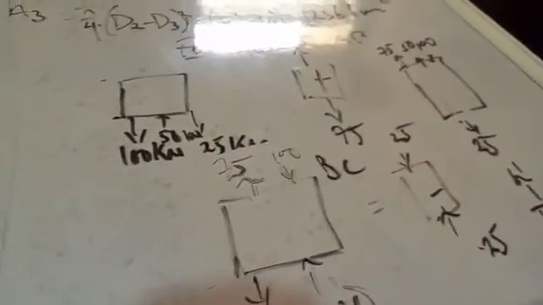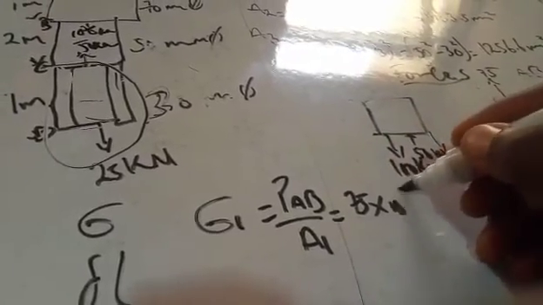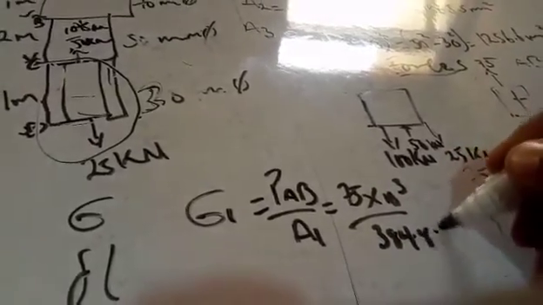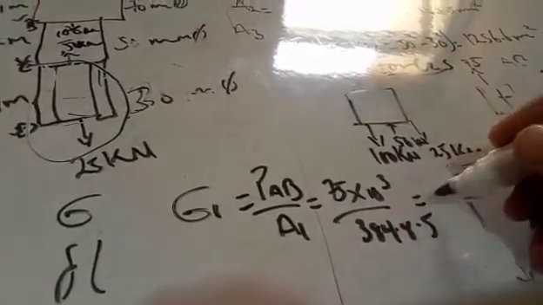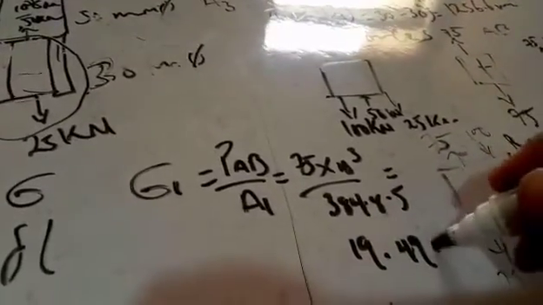You see, it is quite easy. Just dedicate some time to solve this. So now we've known the force, we can solve to get our stress. Now the first stress will be P_AB, that is the force in AB, over A1. So the force in AB was 75 times 10 to the power 3 over 3848.5. That should give us 19.49 Newton per millimeter squared.